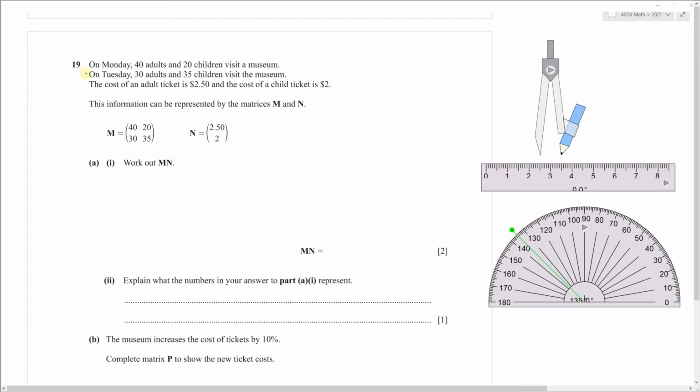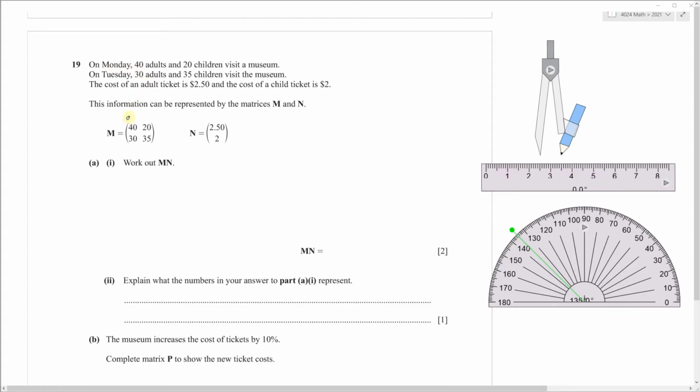Question number 19 is, on Monday, 40 adults and 20 children visit a museum. On Tuesday, 30 adults, 35 children visit the museum. You're given the cost of adult ticket and cost of child ticket. The information can be represented by the matrix M and N. So your M is 40, 20. So this is the visitors on Monday.